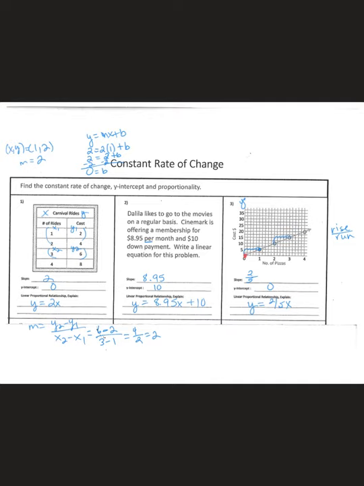Okay, guys, that's how you write a linear equation from a table, from words, and from a graph. Now you have everything you need for the lesson.